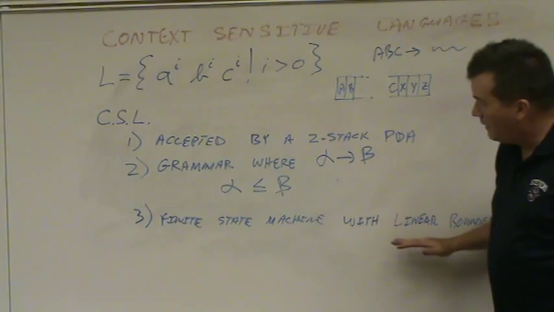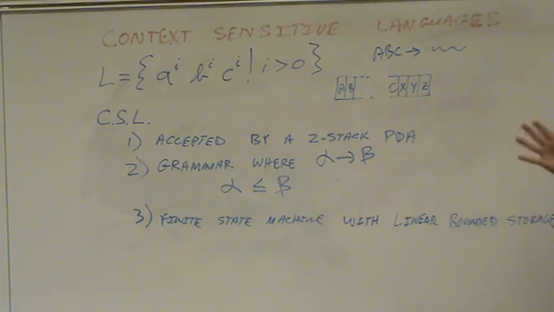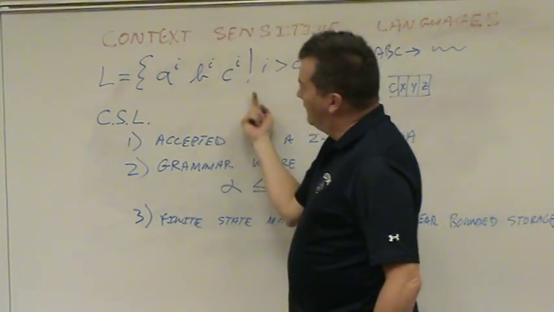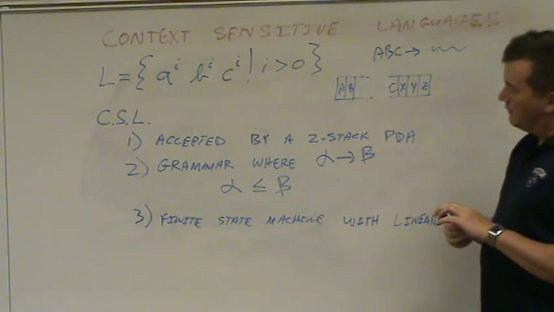And then actually this is the more official definition of what a context-sensitive language is. It's accepted by a finite state machine that has a linear piece of storage that is equivalent in length to the input word. Okay.